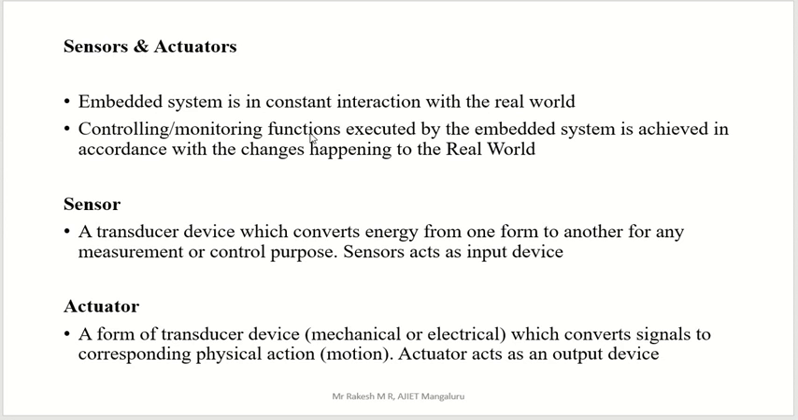The controlling or monitoring function executed by the embedded system is achieved in accordance with the changes happening in the real world. That means if you are going to use sensors, they will sense some elements from the real world, take them inside the embedded system, do some processing, and after that processing it gives some output. That output again you have to give to the real world. That is happening by using actuators. Sensor is an input device. Actuator we can consider as an output device.